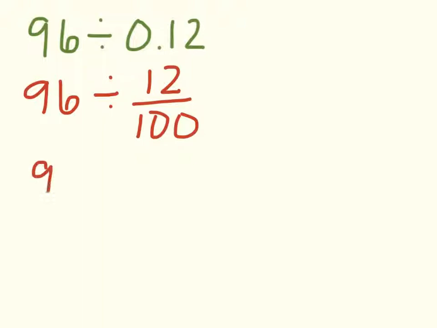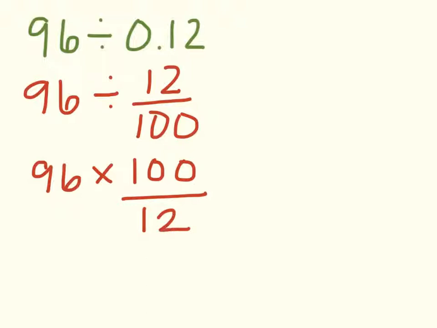Now, we change our division sign to a multiplication sign. We use the reciprocal of our fraction. We look for an opportunity to cross-reduce, which I do think we have here. What number do you think we could use? Excellent. Yes, we can use 12. 12 goes into 96 8 times. And then we multiply across and get an answer of 800.